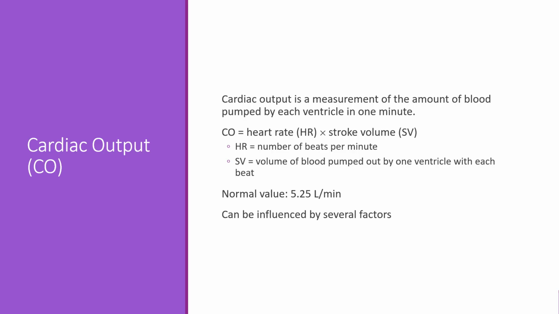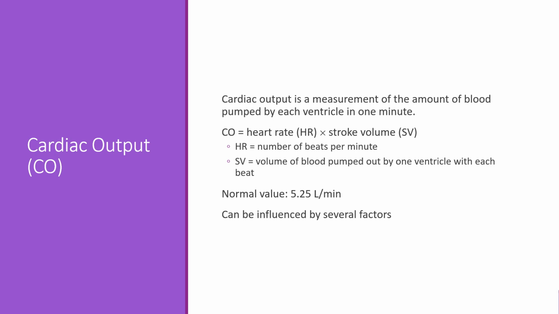Cardiac output. Cardiac output is a measurement of the amount of blood pumped by each ventricle in 1 minute. The equation for that is heart rate times stroke volume, HR times SV. Heart rate is the number of beats per minute. All right, we know how to measure that. Stroke volume is the volume of blood pumped by one ventricle with each beat.